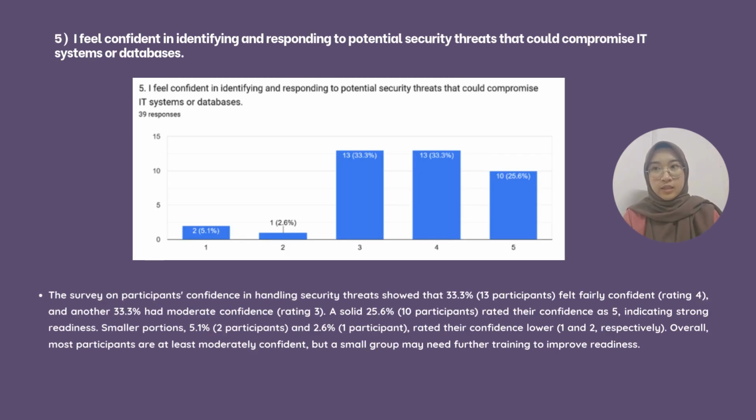Next survey is: I feel confident in identifying and responding to potential security threats that could compromise IT systems and databases. A survey on participants' confidence in handling security threats revealed that 13 participants felt fairly confident with a rating of 4, while another 13 participants had moderate confidence with a rating of 3. Additionally, 10 participants expressed strong readiness with a rating of 5.